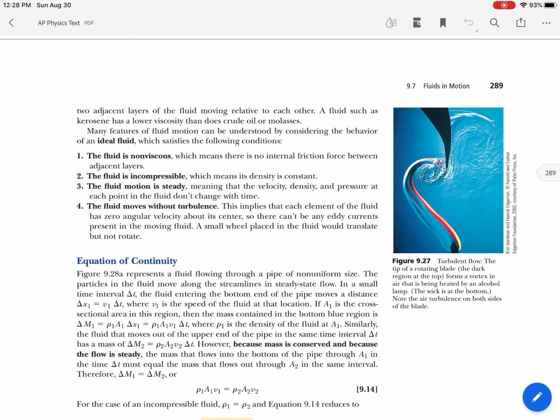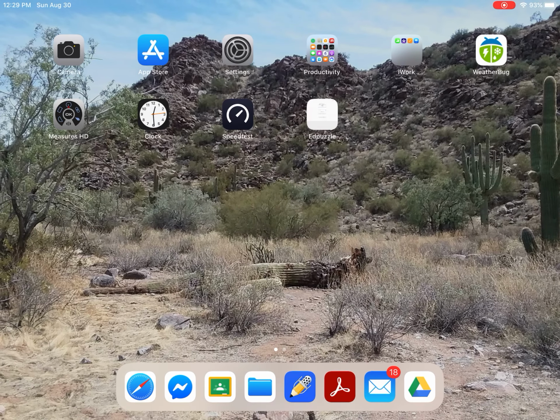What we're going to be doing is assuming an ideal fluid. An ideal fluid is a fluid that is non-viscous, meaning there's no internal friction between the adjacent layers of the fluid. The fluid is incompressible, which means that its density is constant. We're not going to be changing the mass of the fluid. The volume of the fluid will also not change. The fluid motion is steady, and the fluid moves without turbulence. There'll be no eddy currents or any such thing. And you can read more about those concepts in the textbook here.